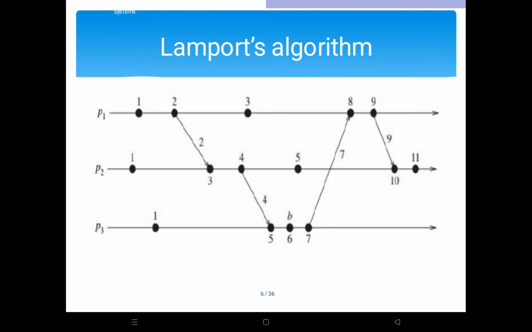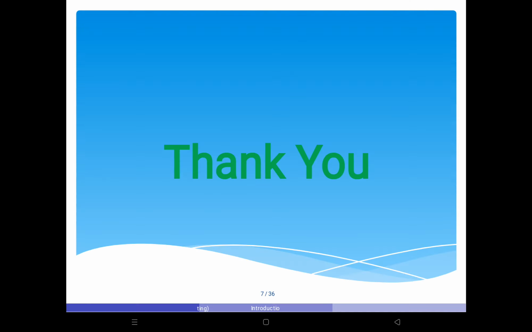Whenever P2 receives a message, it updates its counter value to maximum of receiver counter, comma, message timestamp, plus 1. See, the receiver counter value is 1. The sender counter value is 2. Which one is maximum? The sender counter value, 2. 2 plus 1, 3. 3 is updated as the P2 counter value. Thank you.